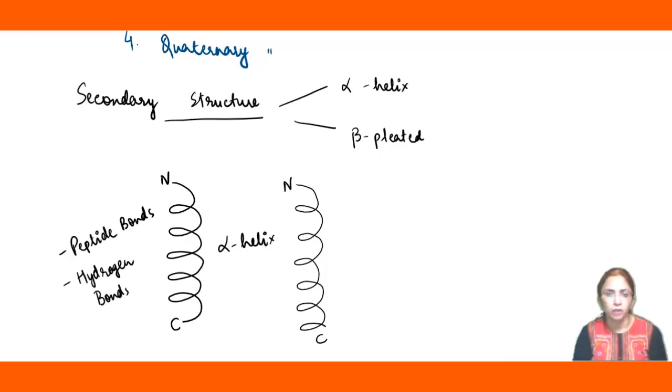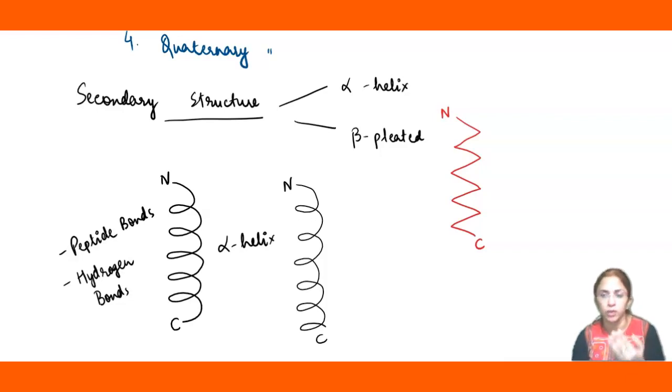Fine. Now, beta pleated sheet is a zigzag structure. It starts from N terminal, ends at C terminal. It will also tell us about the sequence of amino acids. It will also tell us about the number of peptide bonds. And this zigzag structure is formed because of the hydrogen bond between the amino acids.